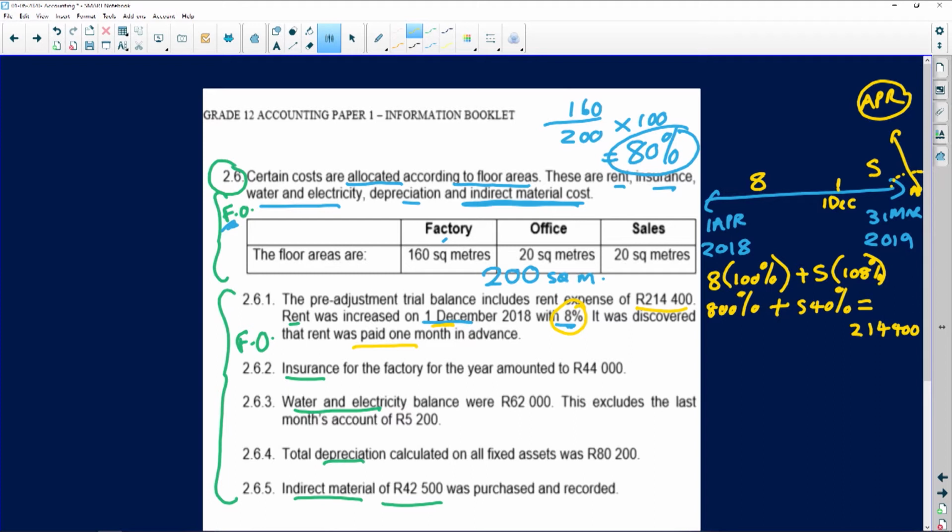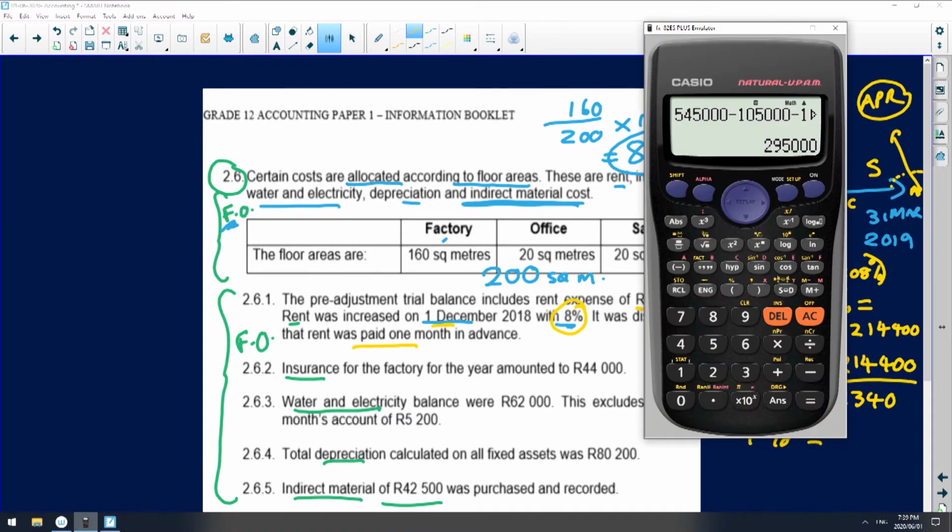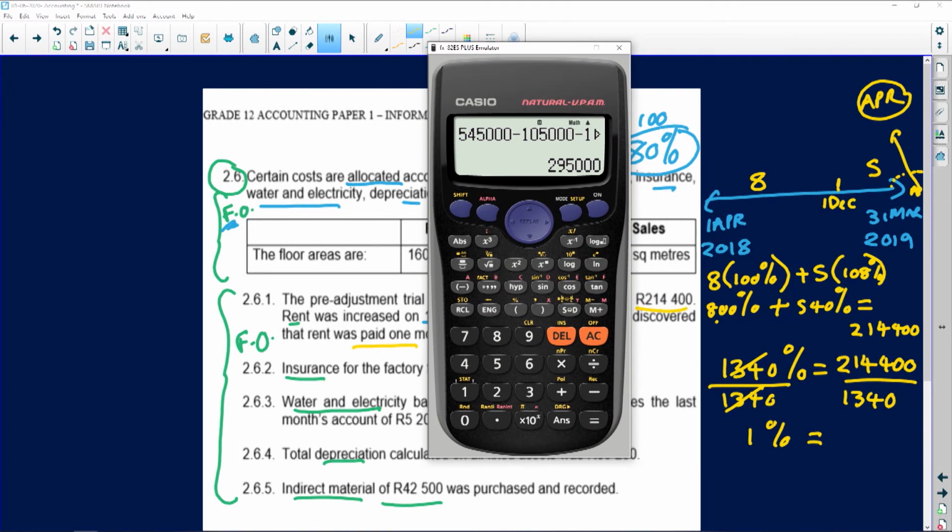So I'm basically trying to solve for 1%. So 800% plus 540% will give me 1,340% is equivalent to 214,400 rands. Right, I want to know what is 1%, so I'm going to divide by 1340. I'm going to do the same on the right-hand side, divide by 1340. Obviously, that cancels out. 1% is equal to, so let's get our calculator out, because I clearly cannot work that out in my head right now.